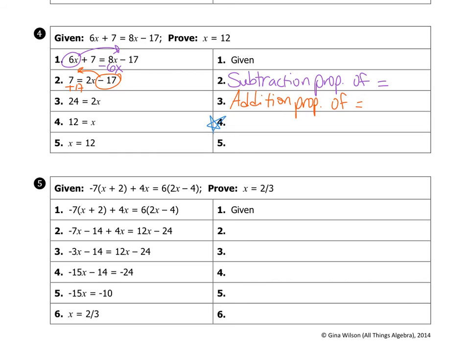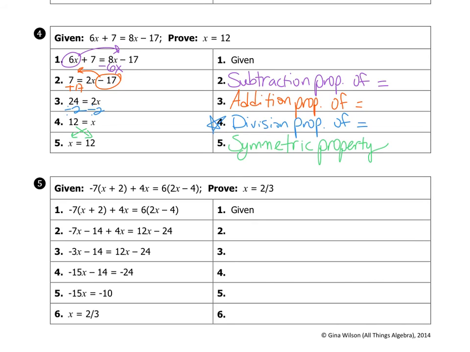For step number 4 now, I want you to do this yourself. So how do they go from step 3 to step 4? What you should have put was the division property, because they had to divide both sides by 2 to get step 4. This last one is a little tricky, and the reason why is because all they do is flip-flop the order. And what is the reason that we can rotate the order of both sides of our equation? And that is the symmetric property.